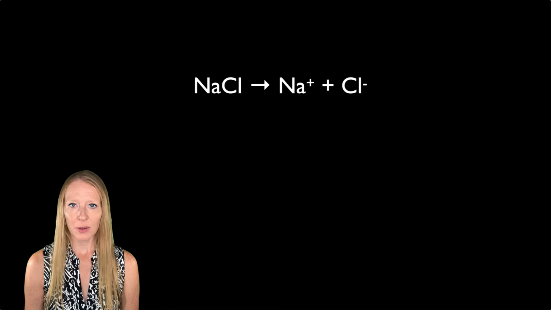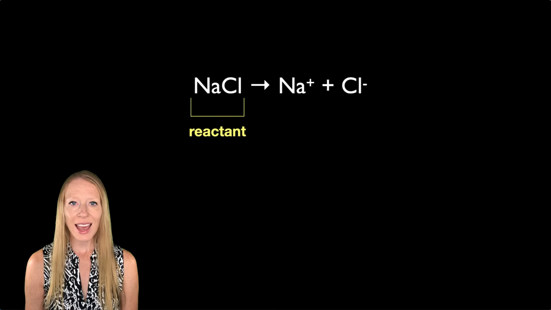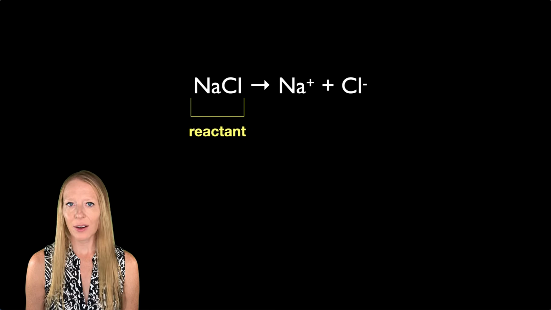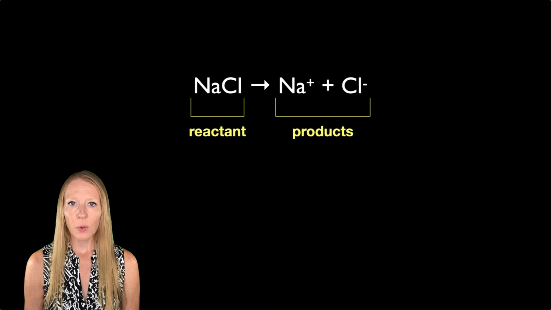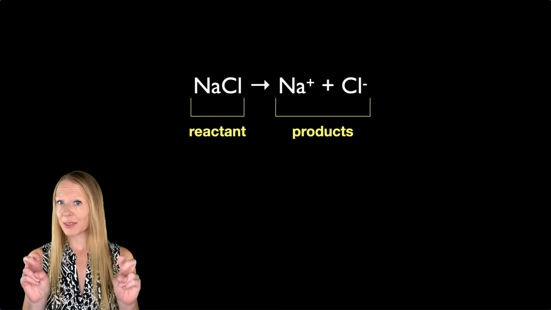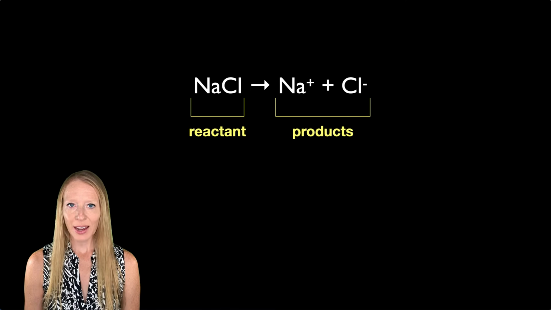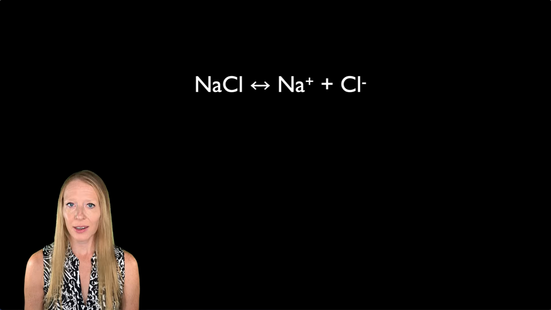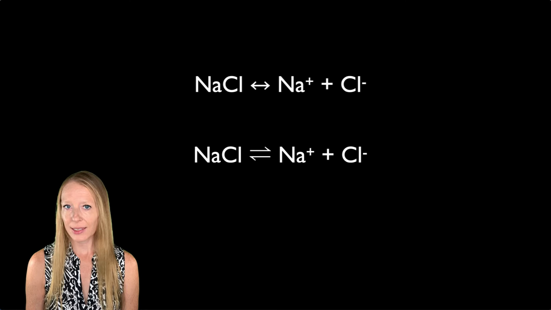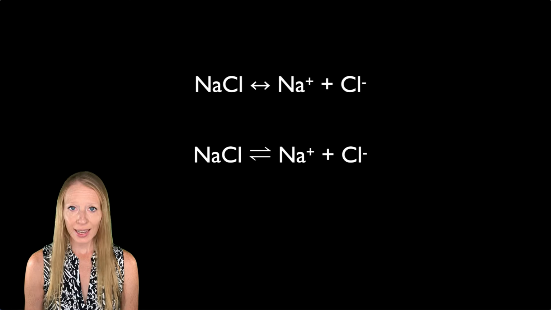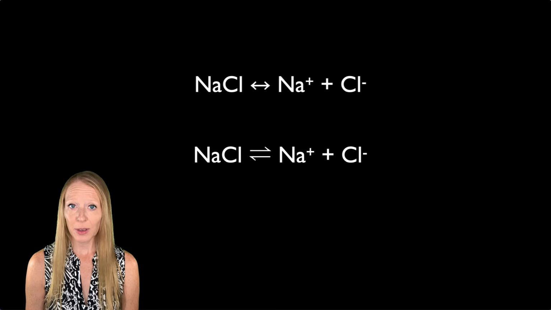When we read a chemical reaction, the things on the left side of the arrow are what we call the reactants, and the things on the right side of the arrow are called the products. We can read the arrow as "reacts to form." In this case, we actually should be using a double-headed arrow, or a symbol that looks like this. This is what you'd more commonly see in chemistry, which indicates that this reaction is reversible.